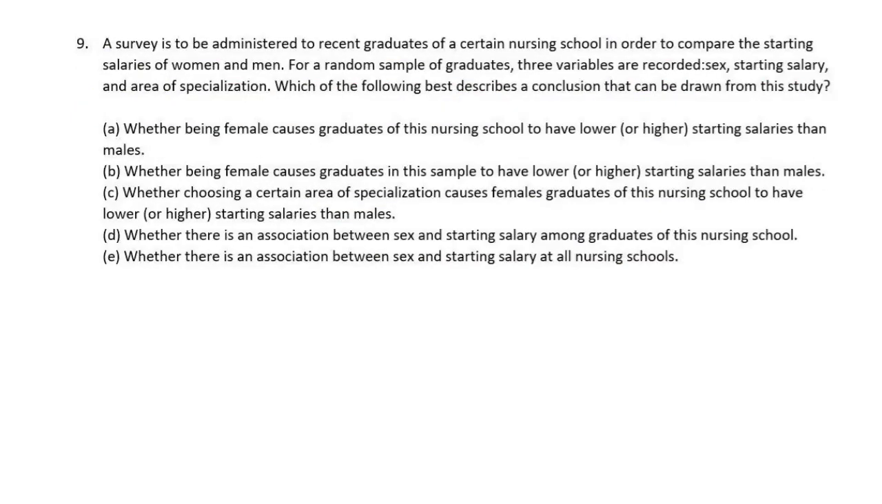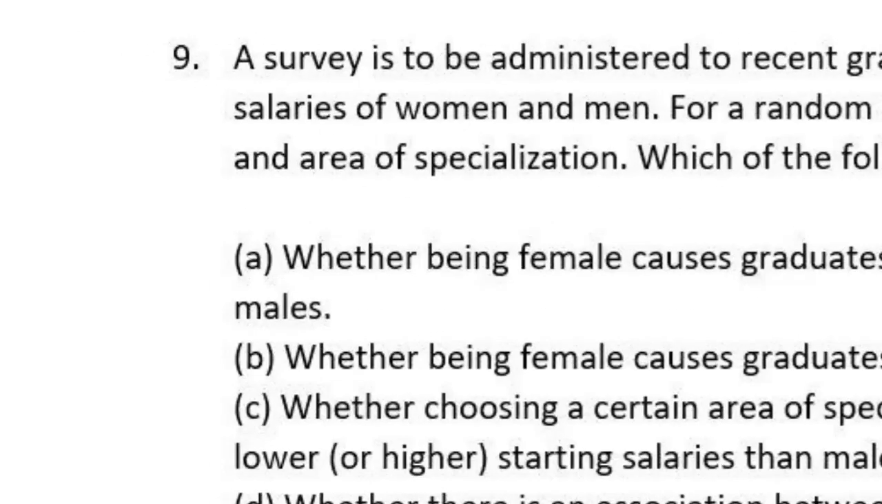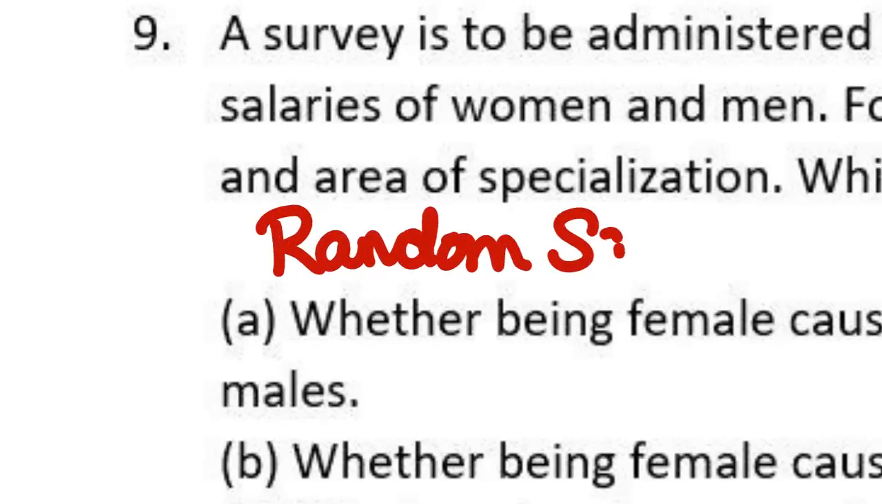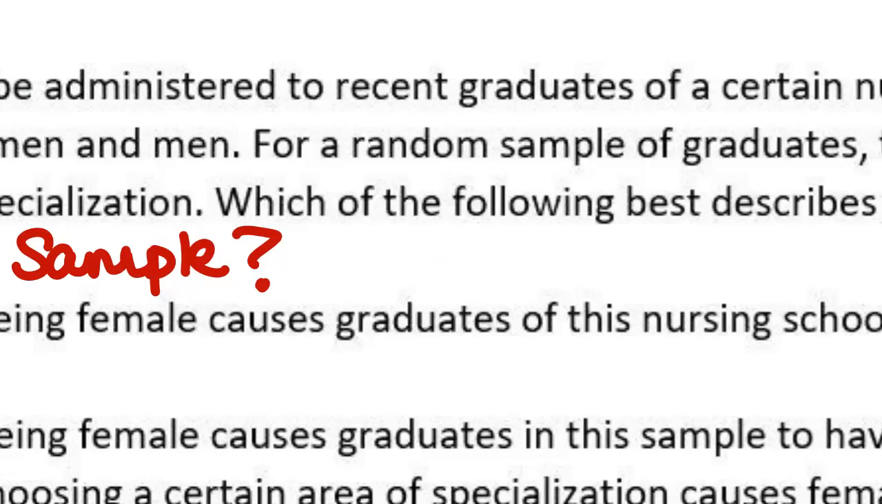Number 9, a survey is to be administered to recent graduates of a certain nursing school in order to compare the starting salaries of men and women. For a random sample of graduates, 3 variables are recorded: sex, starting salary, and area of specialization. Which of the following best describes a conclusion that can be drawn from this study? When I see this right here, I'm asking myself 2 questions. Was there a random sample? Was there a random assignment?